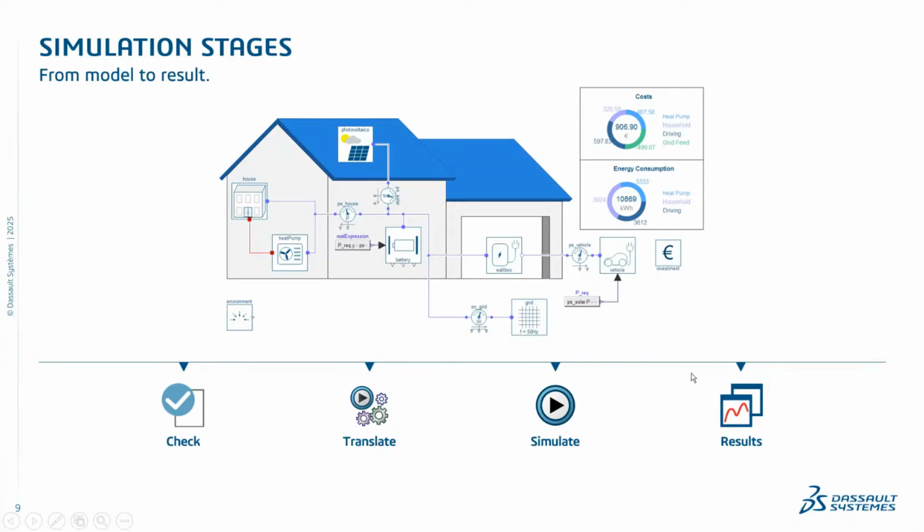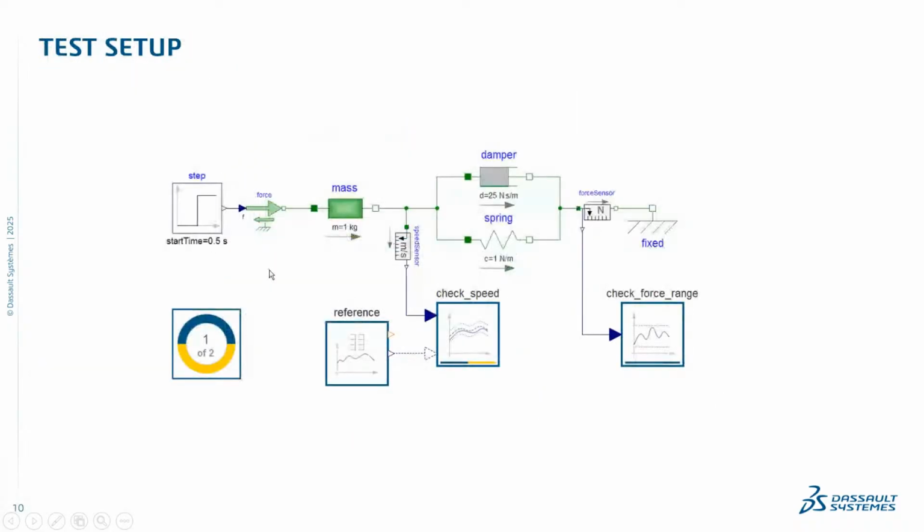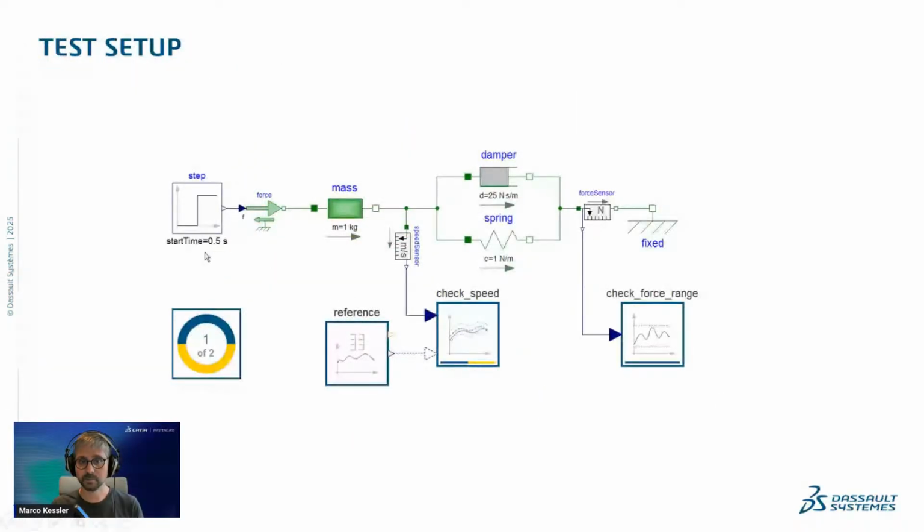So now let's look how we can build test models. Here we see a very simple Modelica example built with components from the Modelica standard library. At the top, we have just some components building a mass spring damper system using parts from the Modelica standard library.